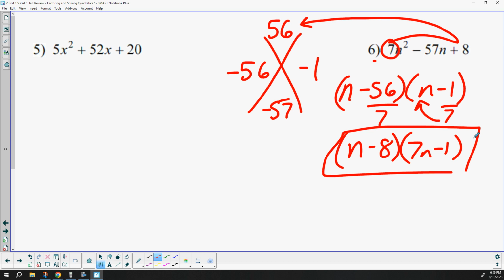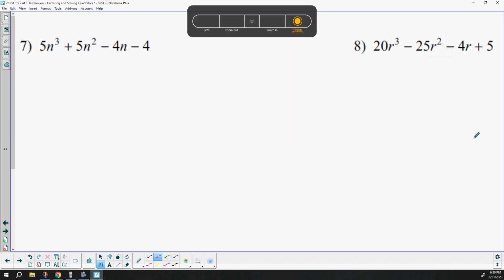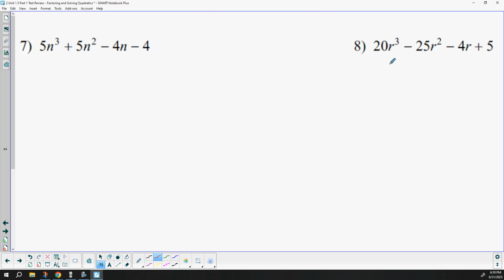Again, pause the video where you need to, rewind, play again, and be checking your work. This is a 4-term polynomial. We are going to group. It is written in standard form. Check for greatest common factors. There are none. So group the first two.